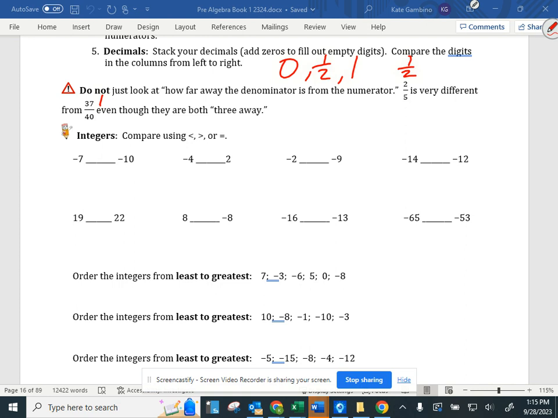So don't just look at the numerator and denominator. Compare them to 0, half, and 1. Think about what it would be if it was close to 0, what it would be if it's close to half, and what it would be if it's close to 1 whole.